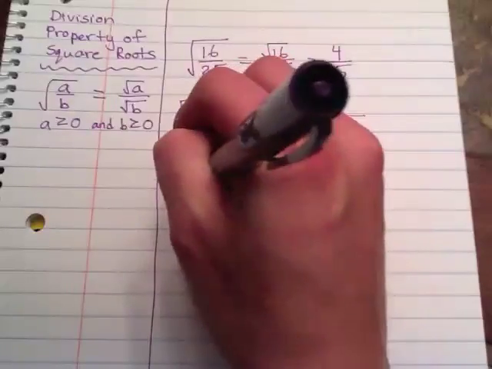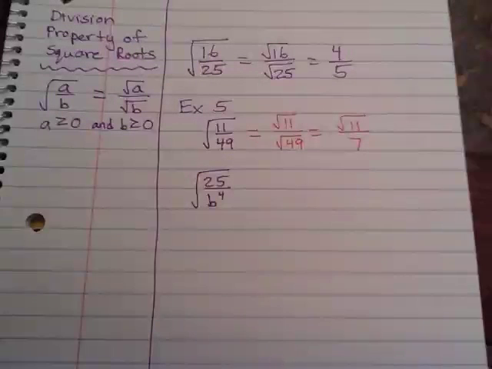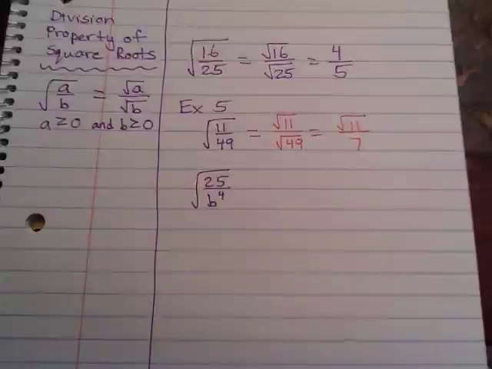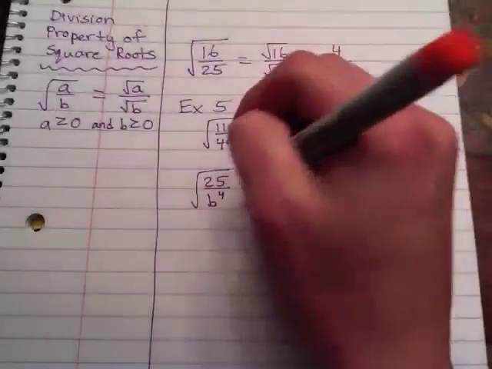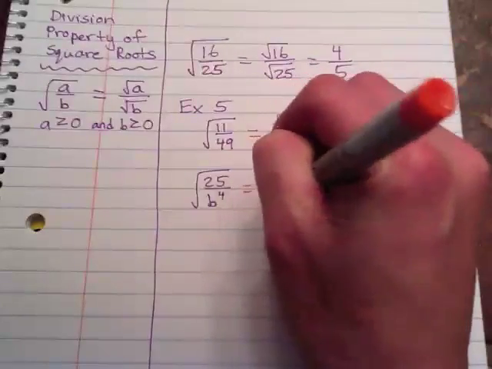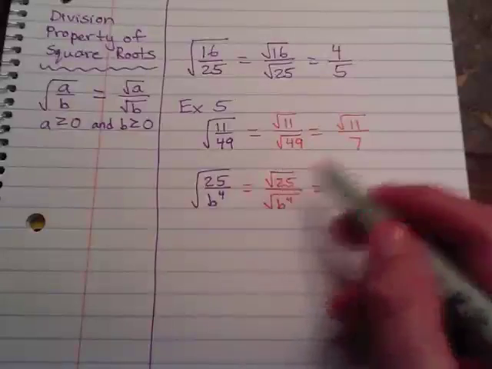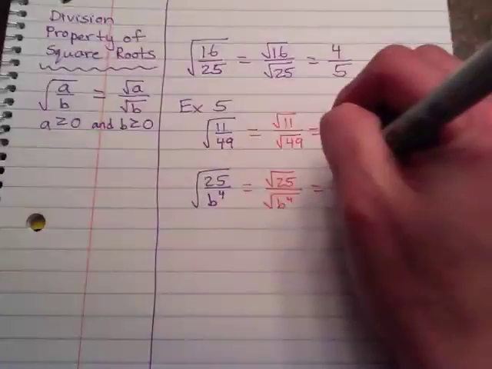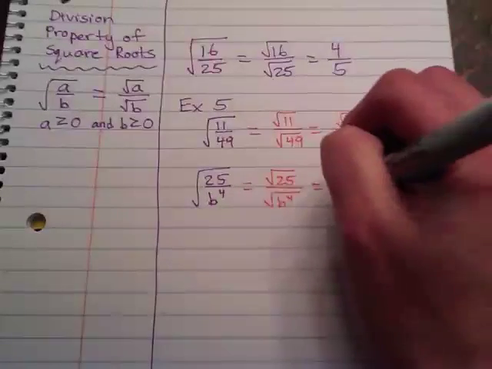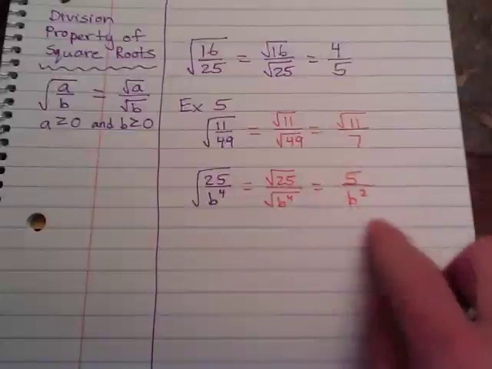So if we had the square root of 25 over b to the 4th, again I see a perfect square factor and another perfect square factor, so I want to go ahead and split it into just looking at the square root of the denominator and the numerator individually. So what is the square root of 25? It's 5. And what is the square root of b to the 4th? B squared. And that's your answer simplified.